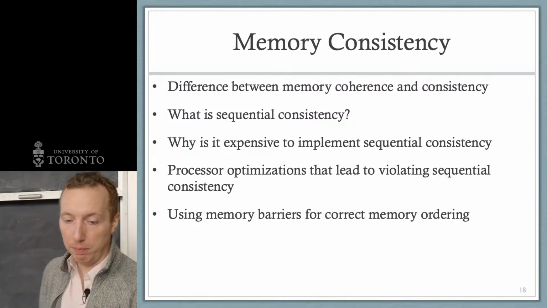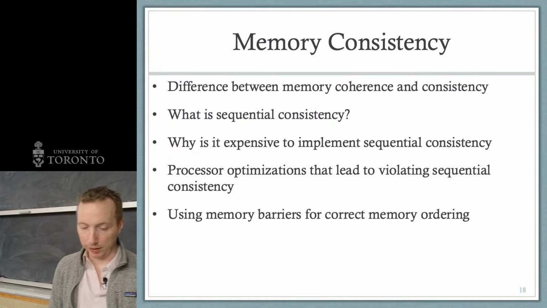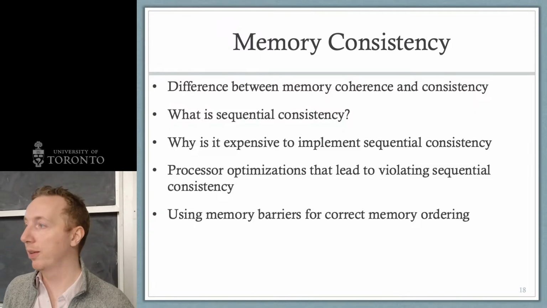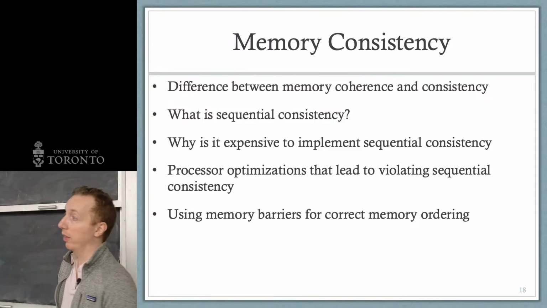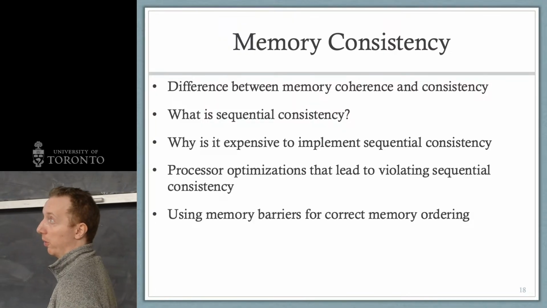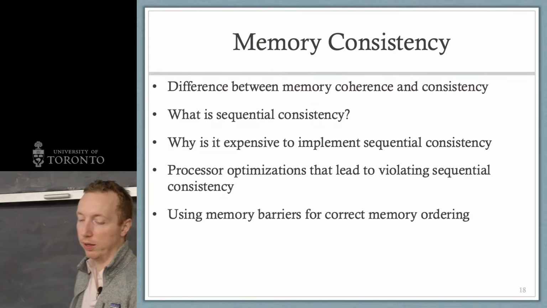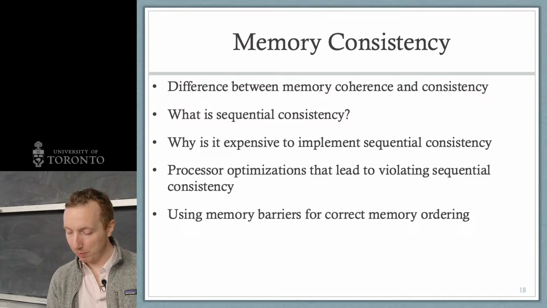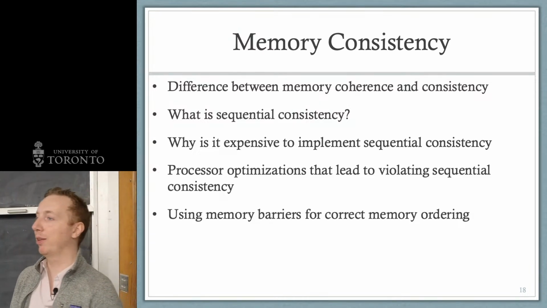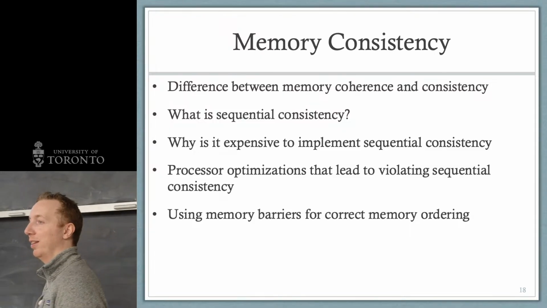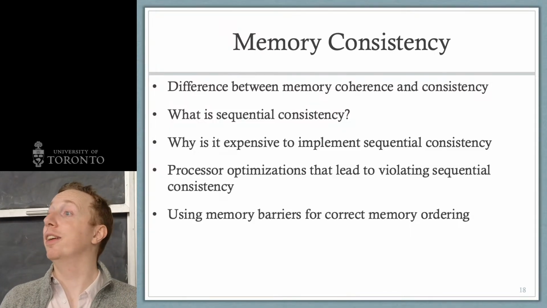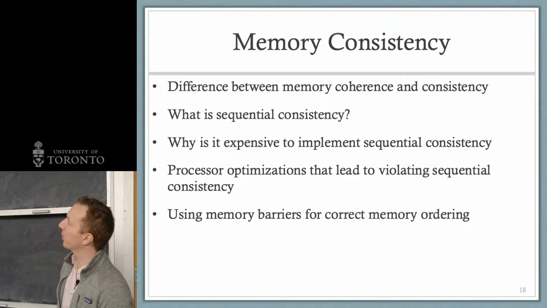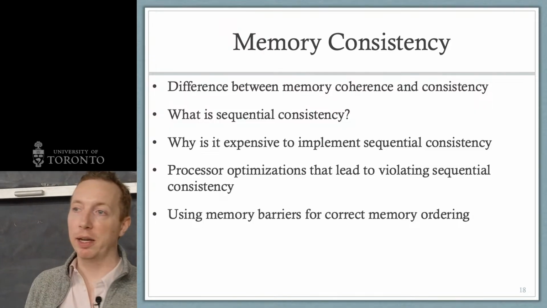So then we got into memory consistency. We already talked about the difference between coherence and consistency, and then sequential consistency, which was making sure that reads and writes appear in some order as if they actually executed on a single CPU core. It was really expensive to implement that. Anyone remember why it was really, really expensive to implement sequential consistency? Yeah, you can't reorder anymore. That's one of them. Any other ones?